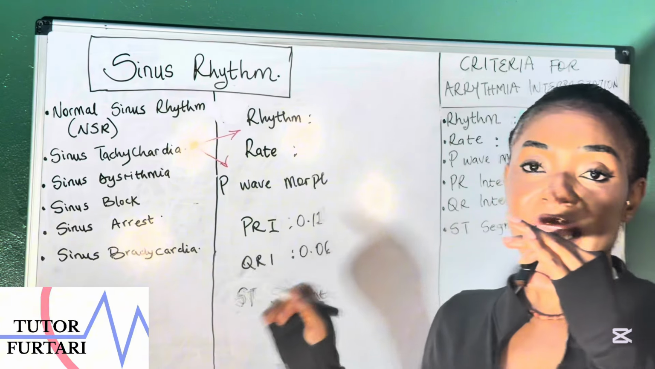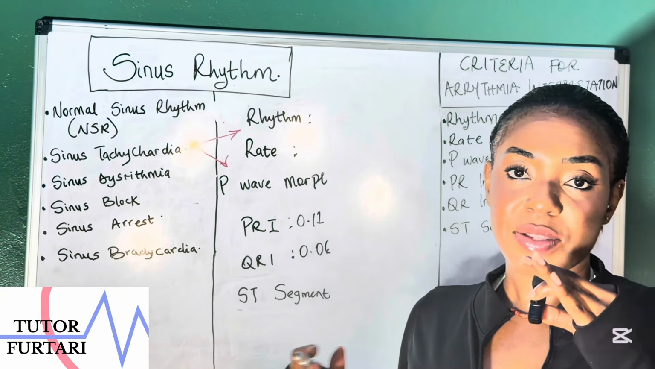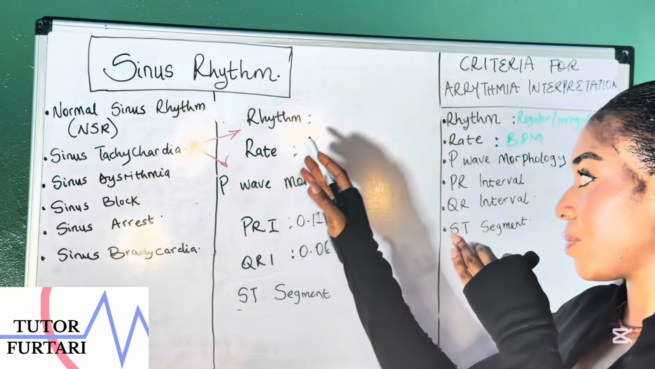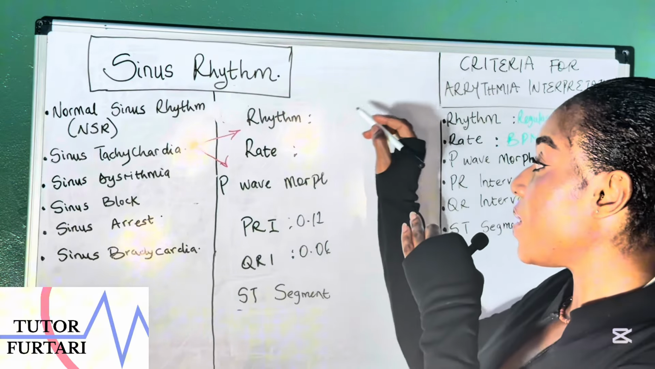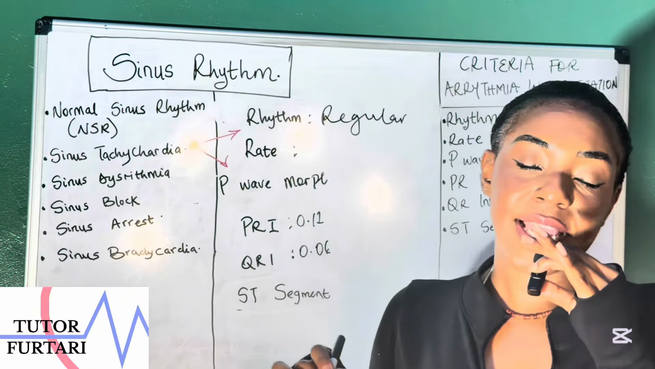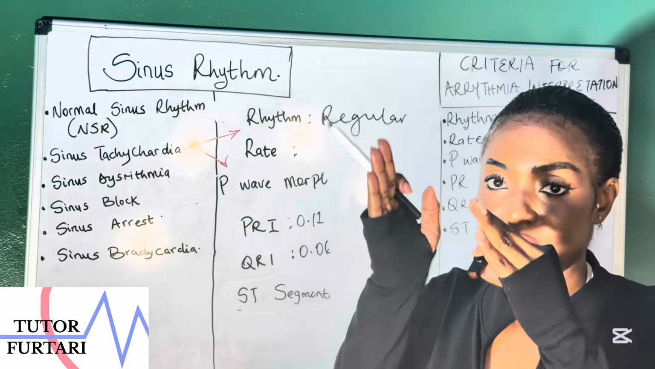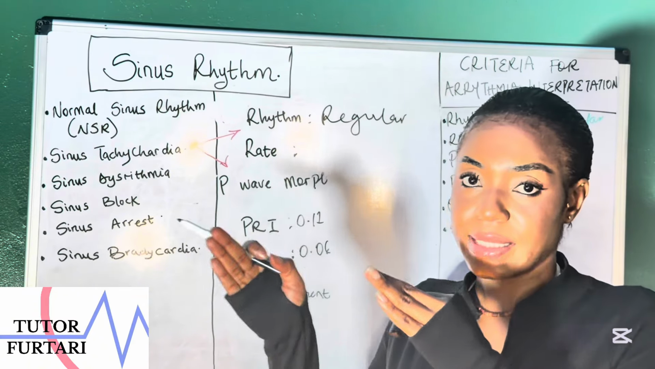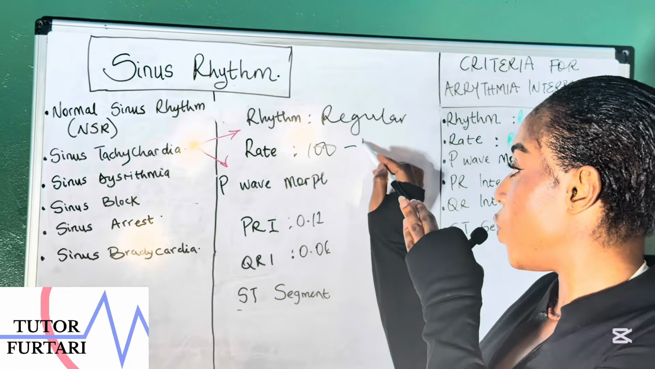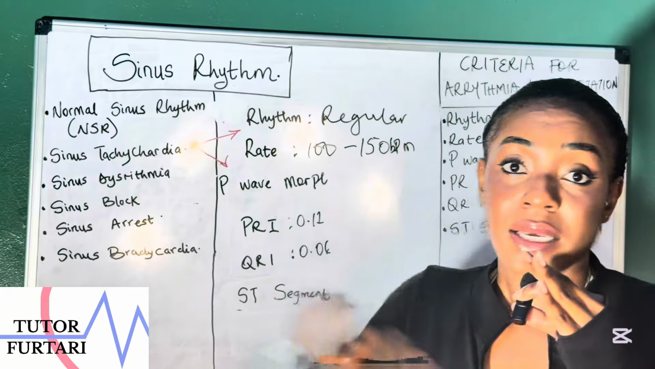So, how can you interpret whenever you see an EKG arrhythmia? How can you tell that it is a sinus tachycardia? This is how you find out. The rhythm is regular. If you check your R wave to R wave, it is regular. It is the same. The space between the R waves is consistent. There's no inconsistency.